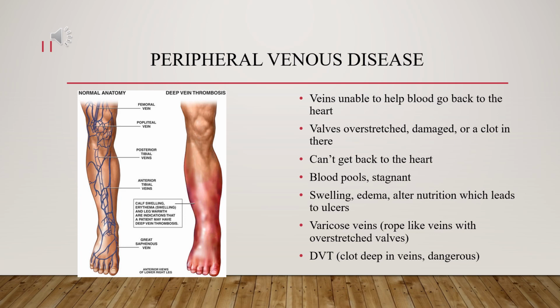You might get varicose veins. They're like rope-like veins with overstretched valves. And you have a possibility of getting a deep vein thrombosis, which is a clot in the veins. And it's very dangerous because if that breaks off and goes to the lungs, you can have a pulmonary emboli.